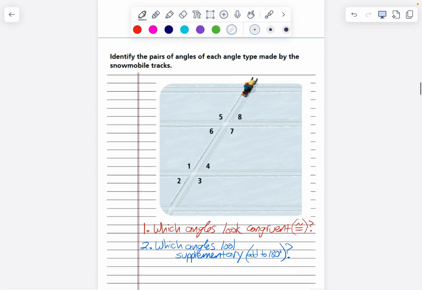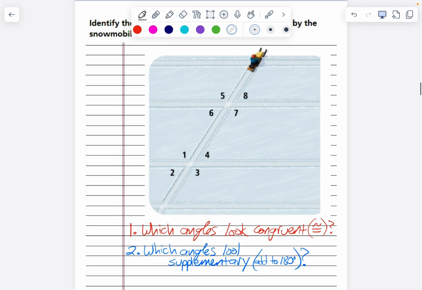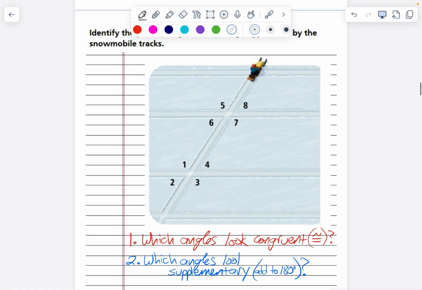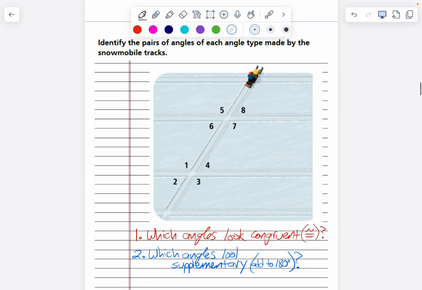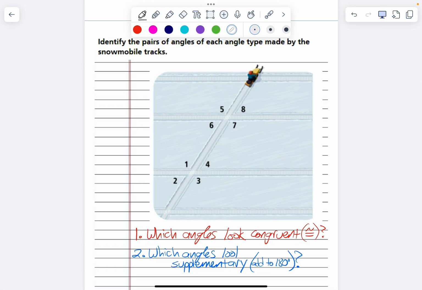So while I hand out a paper, I want you to look at this snowmobile track and answer the questions down at the bottom. You don't have to write them. You can just kind of think through it, talk to somebody about it, and I'll get you this paper while you're looking at it.